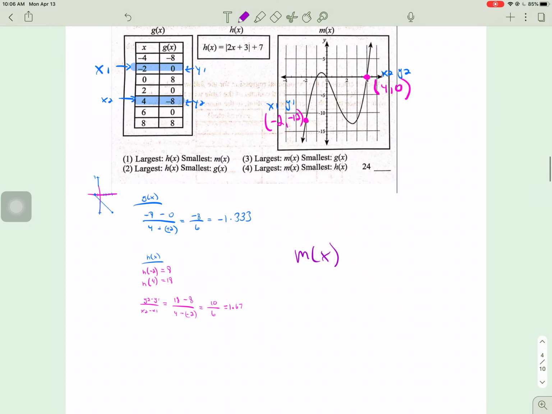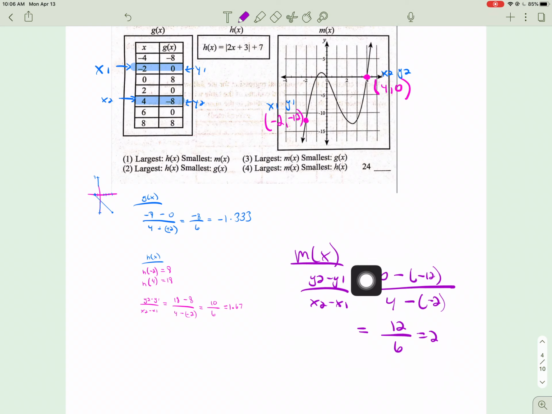And we get, same formula, y2 minus y1 over x2 minus x1. So you get 0 minus negative 12 over 4 minus negative 2, which is positive 12 over 6, which is 2. So from greatest to least, the greatest average rate of change is m of x. The smallest is the only negative one, g of x. So greatest, m of x, smallest, g of x, choice 3.